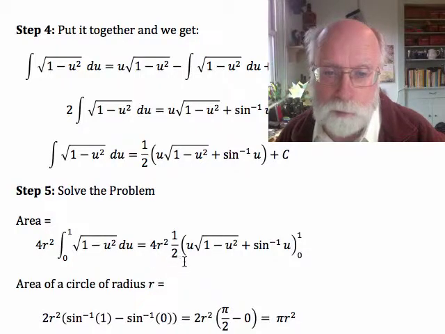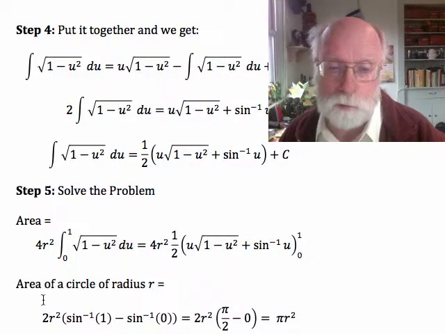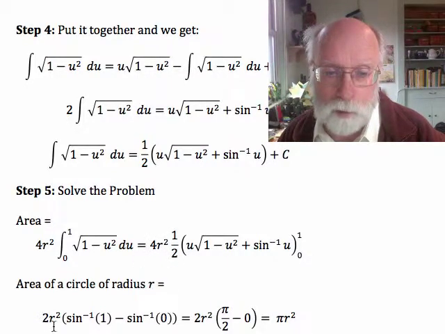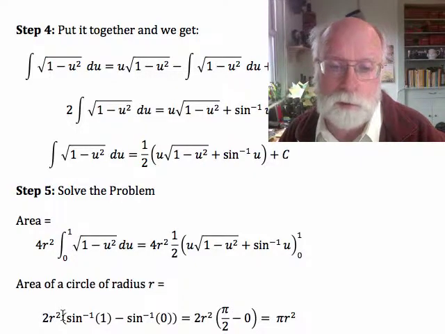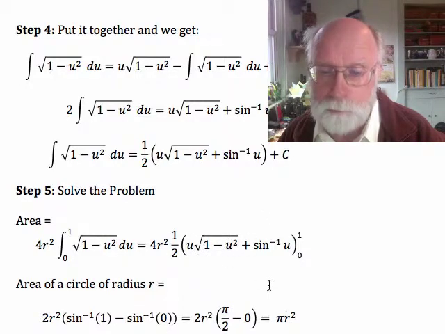The first thing to note is that when you put 1 into u square root of 1 minus u squared, you get 0. If you put 0 into u square root of 1 minus u squared, you get 0. So this term in the antiderivative won't give us anything in the answer. It's going to be 0 both times. So what we get is 4 times a half, or 2r squared, and sine inverse of 1 minus sine inverse of 0, because the other term evaluates to 0 always.